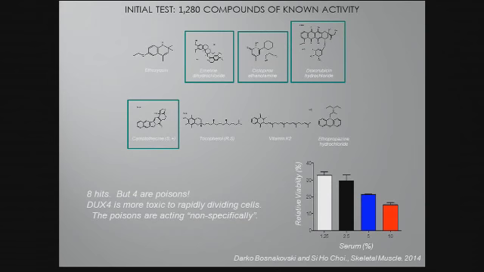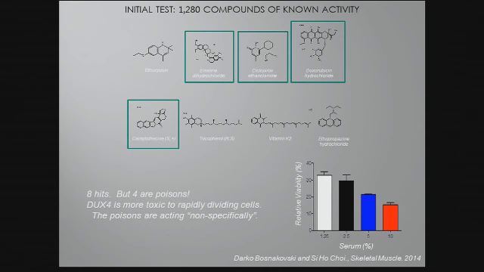So the screen that we did happened in stages. In the initial stage, we tested a large series of compounds of known activity. And we identified 8 hits from this compound library of about 1,200 pharmacologically active compounds. But surprisingly, out of these 8 hits, 4 were actually poisons. And this was really surprising to us.